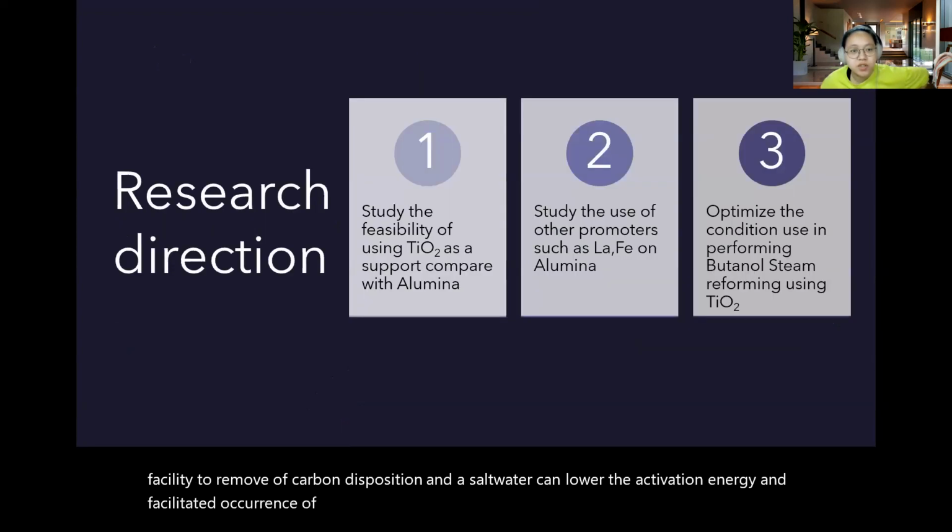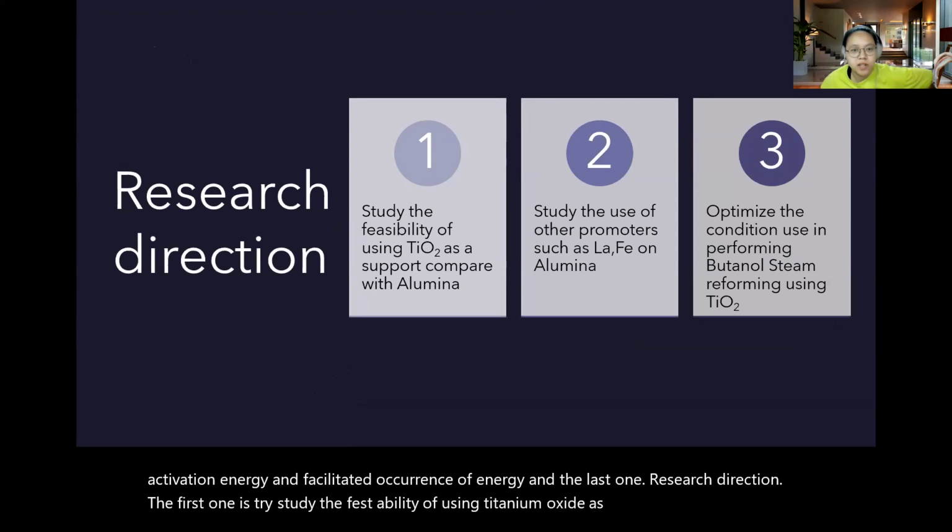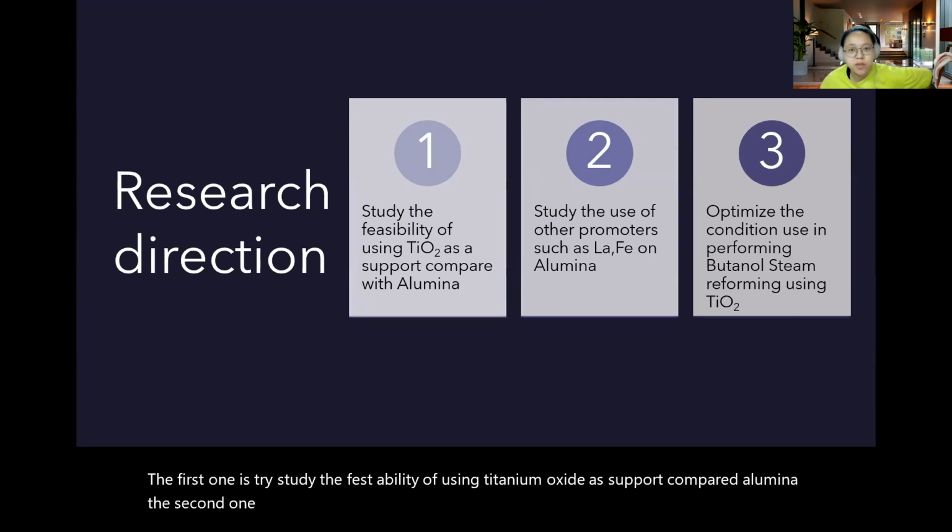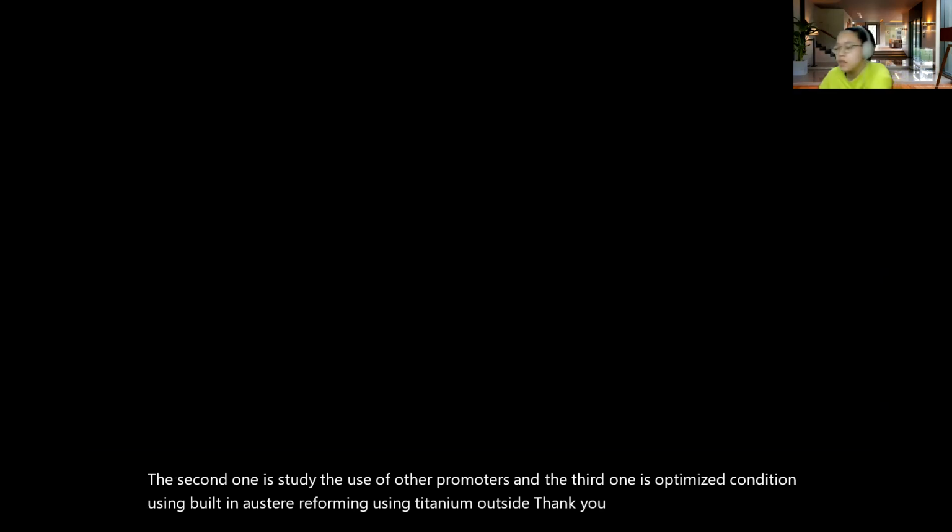And the last one, research direction. The first one is to study the feasibility of using titanium oxide as a support compared with alumina. The second one is to study the use of other promoters. And the third one is to optimize the conditions of butanol steam reforming using titanium oxide. Thank you for your attention.